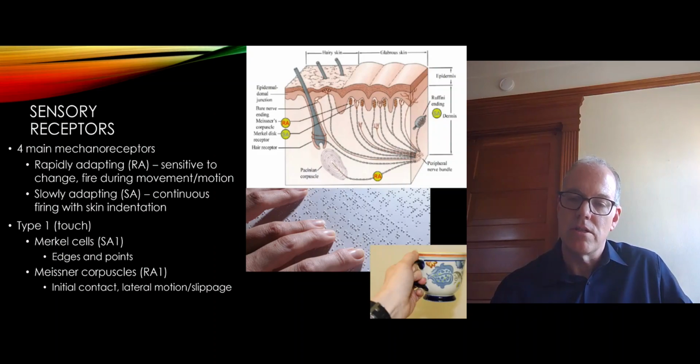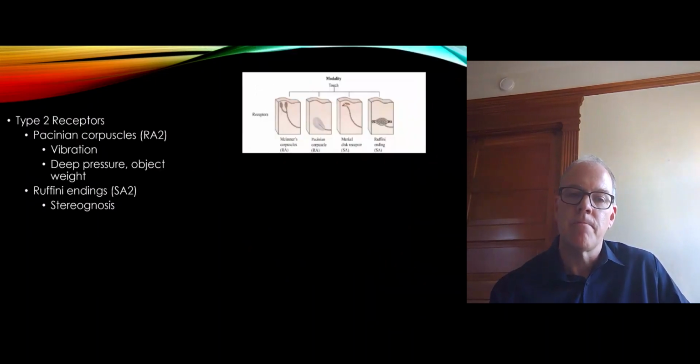an object, the perception of that, and also the sense of any lateral motion or slippage. So if this cup starts to fall, the detection of just that initial movement would be very sensitively picked up by the Meissner corpuscles. There's a lot of overlap, so these receptors are not 100% one function, but these are just some preferences.